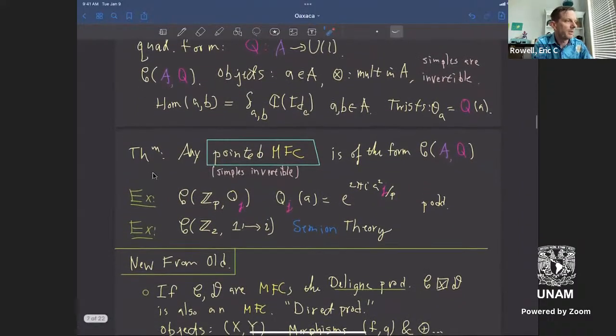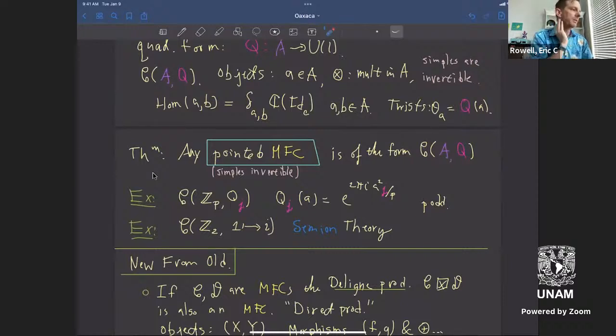And here's an important theorem. It turns out that if you have any modular fusion category so that every simple object is invertible, we call that pointed, then it must be of this form. So that actually gives a classification already of so-called pointed modular fusion categories.